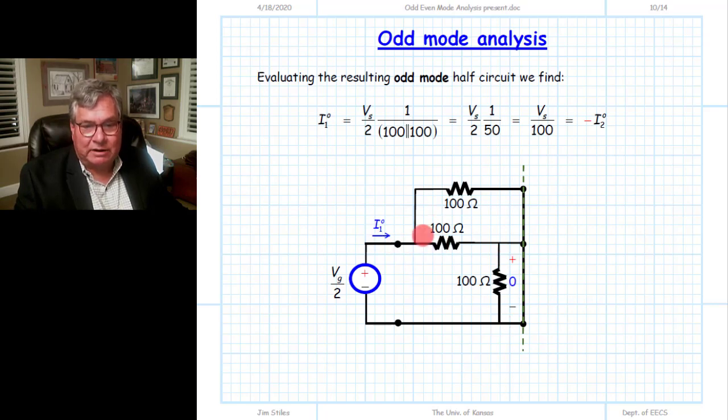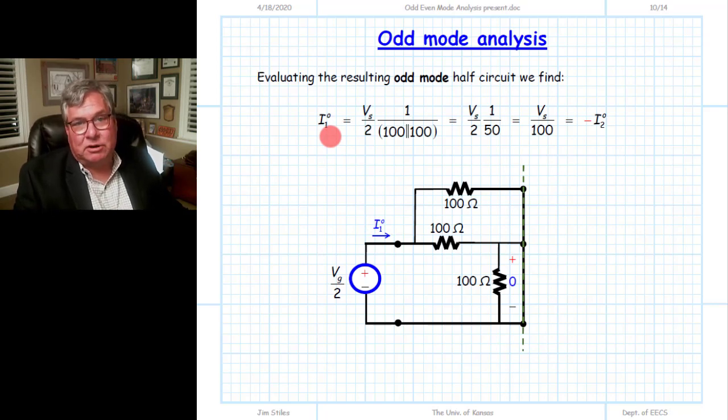This current will divide and go through these two resistors. But these two resistors now are in parallel. If you look around the circuit, they're in parallel, so we can combine them into one 50 ohm resistor and then use Ohm's law to define this current. Vg over 2 divided by 50 is going to be equal to this current, I1 odd.